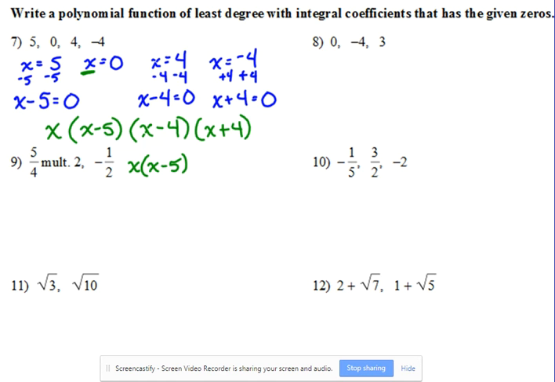I'm going to multiply x minus 4 times x plus 4. X times x is x squared. X times positive 4 is positive 4x. Negative 4 times x is negative 4x. Those cancel. And then negative 4 times positive 4 is negative 16.